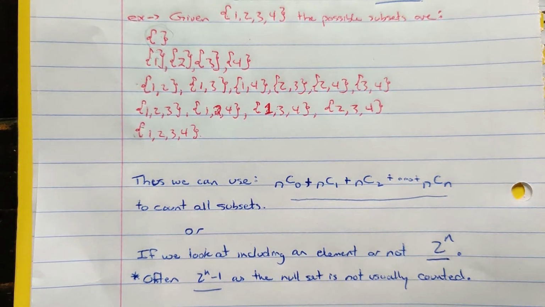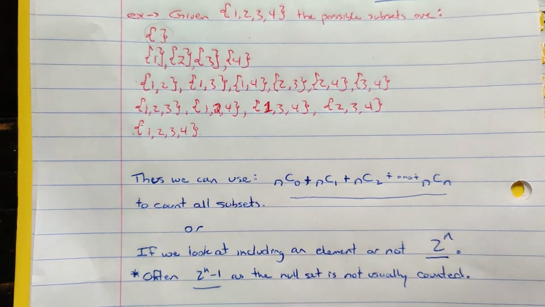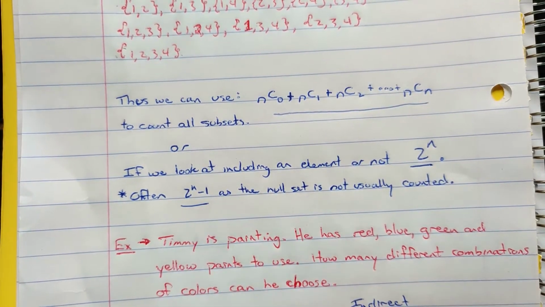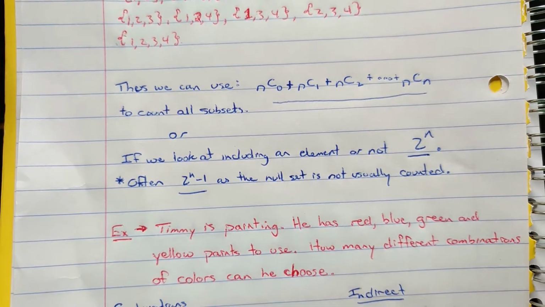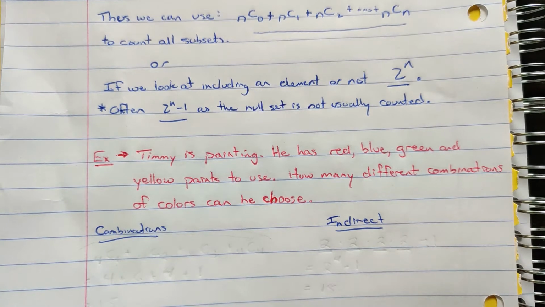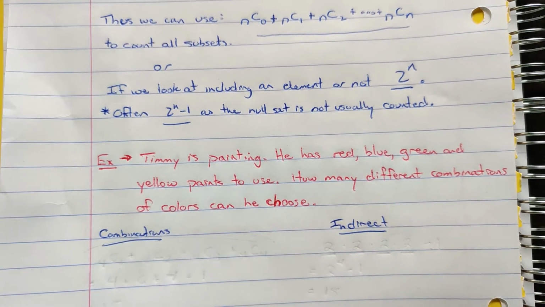So we'll look at an example of using this. This is often considered the indirect method of calculation because we're finding the total minus the situation that we don't want. So in this case, Timmy is painting. He has red, blue, green, and yellow paints to use. How many different combinations of colors can he choose? So we can choose to use just red, just blue, just green, just yellow, or red and blue, blue and green, and so on. Or he can choose 3 of them, or he can choose to use all 4.